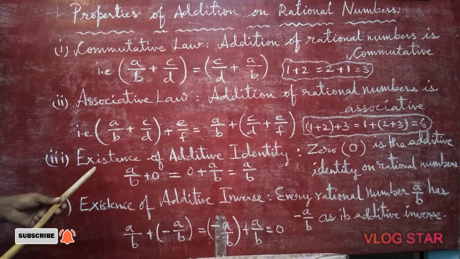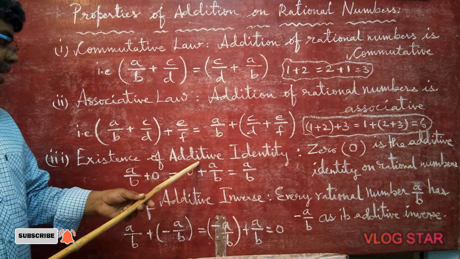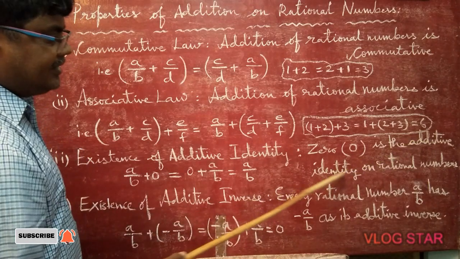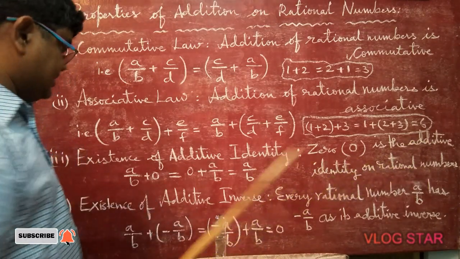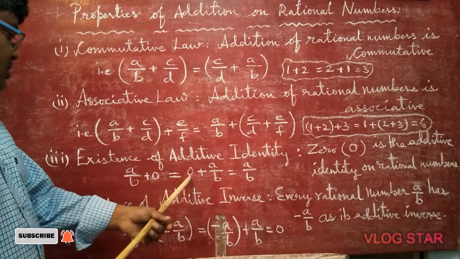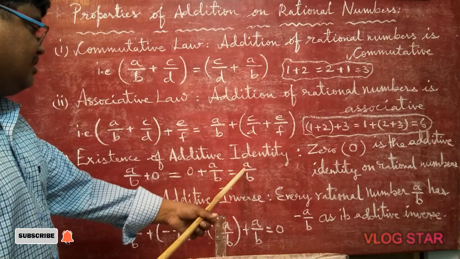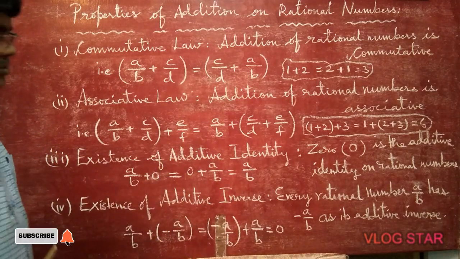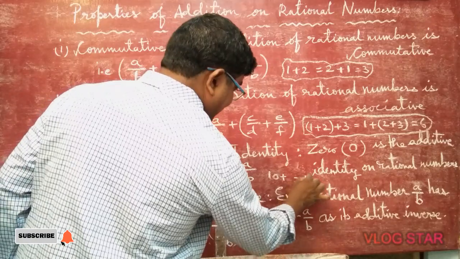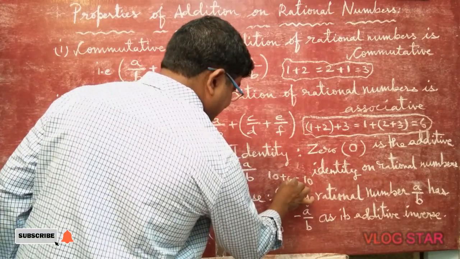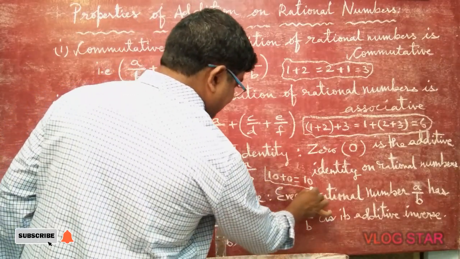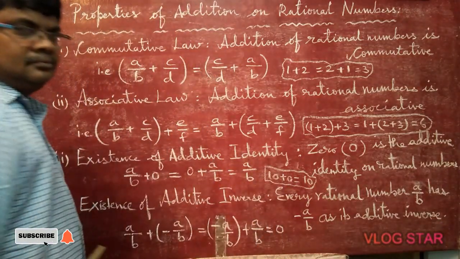Coming to the third one. Existence of additive identity. 0 is the additive identity of rational numbers. a by b plus 0 is equal to 0 plus a by b, which is equal to a by b. The same answer should come. If 10 is there, and you add something, again 10 should come. What will you add here? 0. 10 plus 0 is again 10.